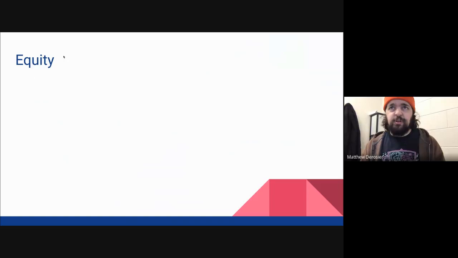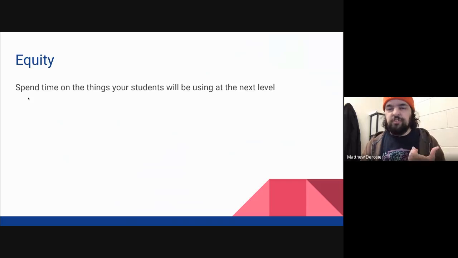And that kind of brings us over to the equity piece, which is very closely tied with the rest of the SAMR discussion. When we're talking about SAMR, we're talking about equity. We're talking about making meaningful change to allow students to bring skills into the next phases. When we're looking at the SAMR model, we really want to spend time working on the things that our students will be using at the next level.